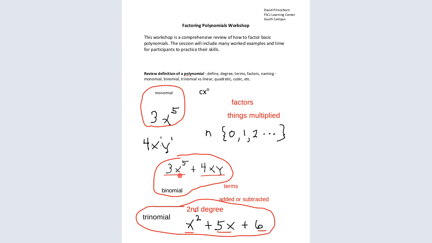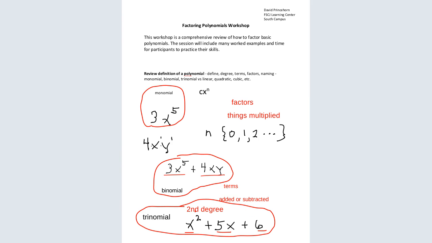This binomial right here, the highest power is 5. Since I have 2 variables here, this degree would be 2, believe it or not, 1 plus 1. But this degree for the highest power, this would be a 5th degree binomial. Okay? So that's where that word degree comes from.